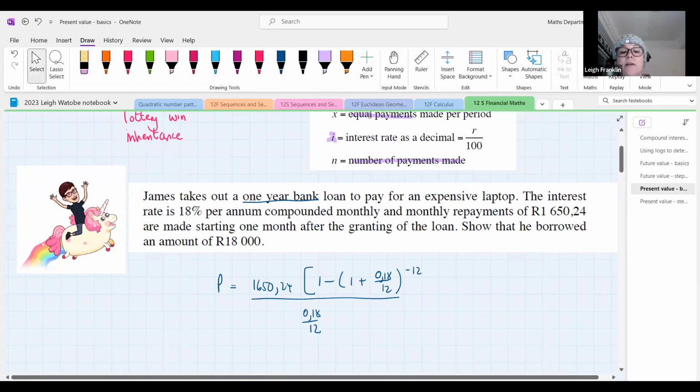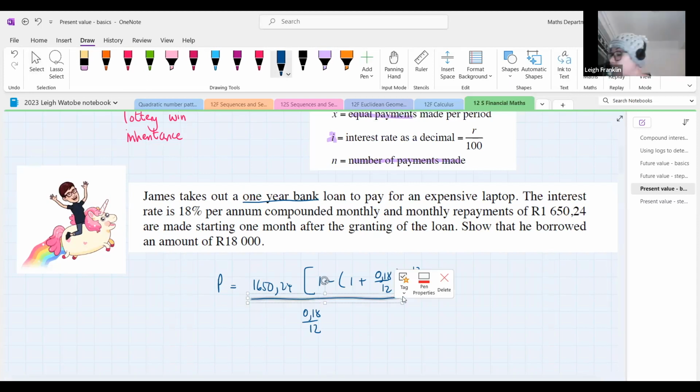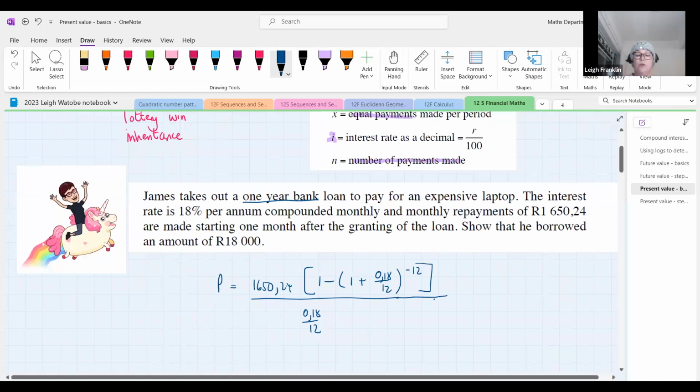minus 12. And we just need to close off our bracket like that. So be very careful. Remember, your calculator will have a heart attack if you open a bracket and you don't close your bracket. So always, always, always open a bracket. Make sure that you close it.